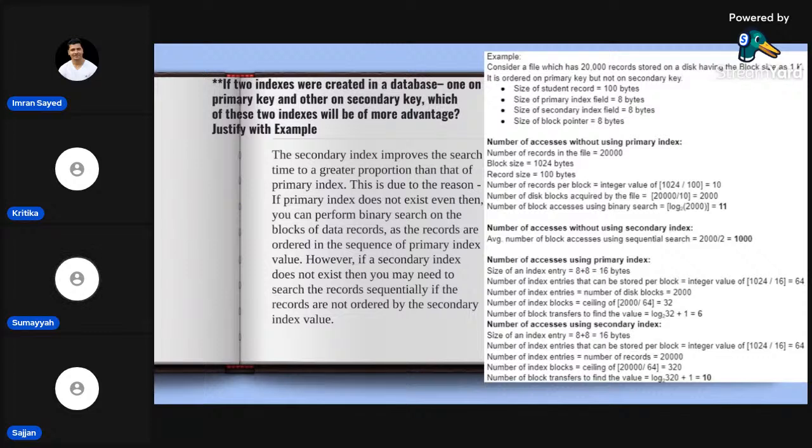So if you have a book and you have the table of contents at the start of the book, that's like the primary index. The book is ordered according to the chapters in the table of contents. So if the primary index, the table of contents, did not exist, you can still use binary search if you know the chapter number, because all the chapters in the book are in order.